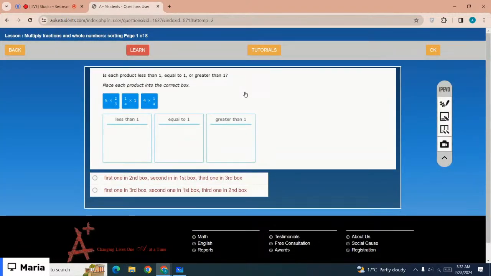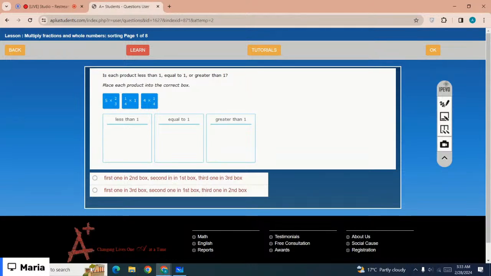Okay. Is each product less than 1, equal to 1, or greater than 1? So you are given 3 of the products. You need to see which one is less than 1, which one is equal to 1, and which one is greater than 1, right? Look at the first one, that is 5 times 2 over 3, right? 5 times 2 is 10, and 10 over 3 is greater than 1, right?